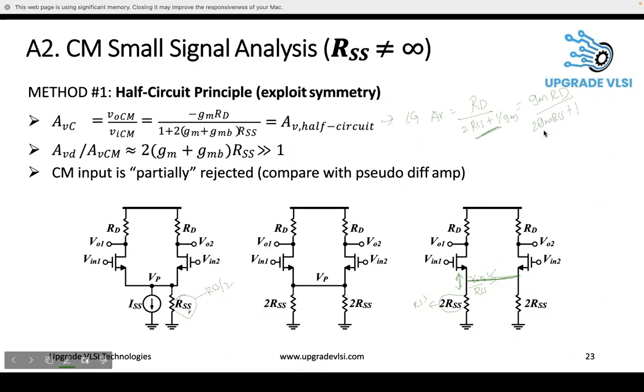So if you take into account the body effect, here you need to replace GM by GM plus GMB. So that's what it is. This is due to the body effect. And if you take GM in the denominator, it will be RD divided by 1 by GM plus 2 times RS.